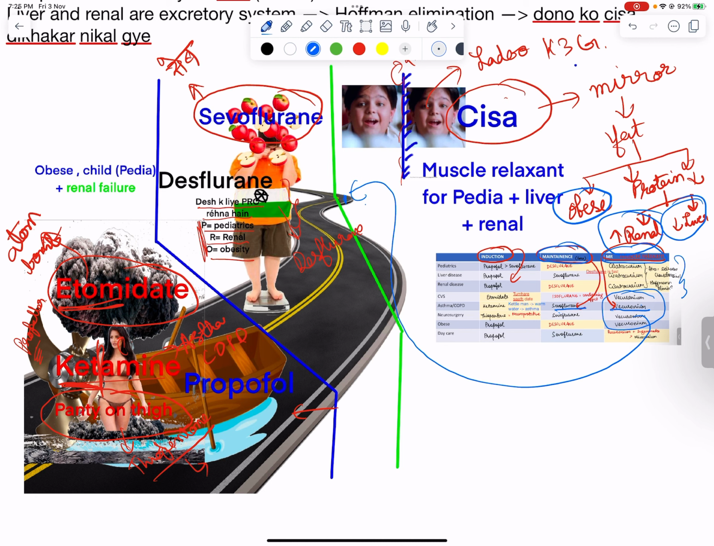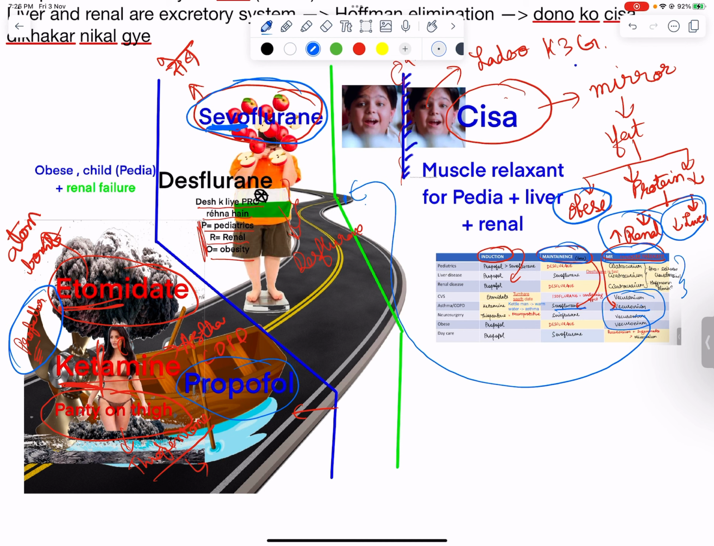Now for induction we have propofol. So you must be seeing that this is a boat with a propeller. Now the propeller depicts propofol. In the same way, for maintenance you have sevoflurane, and sevoflurane can be written as seb in Hindi, and therefore these apples are falling from the top. So this sevo refers to seb, and therefore in maintenance the default that we have to remember is sevoflurane.